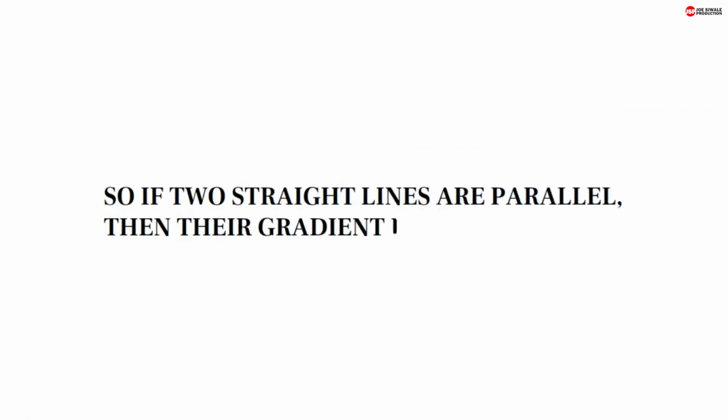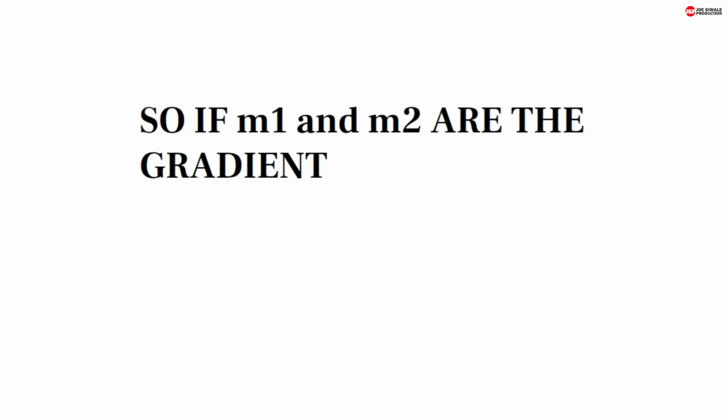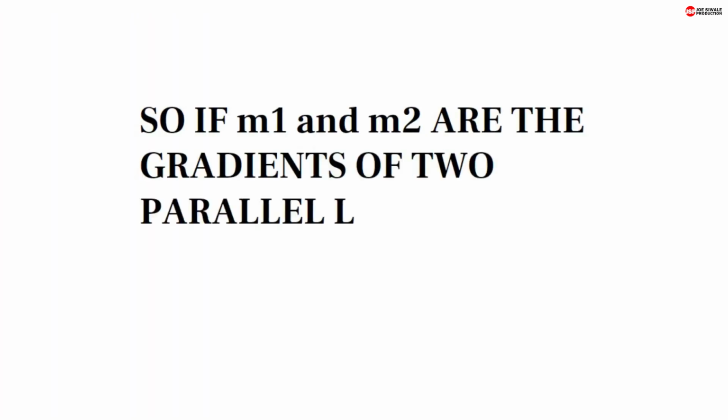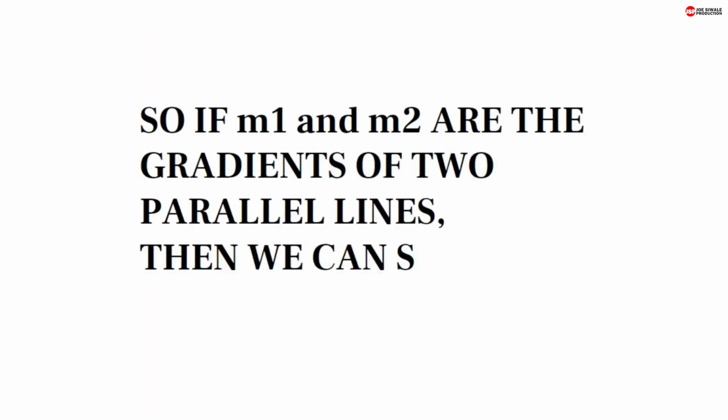Let us now look at parallel and perpendicular lines. So if two straight lines are parallel, then their gradient is the same. So if m1 and m2 are the gradients of two parallel lines, then we can say m1 is equal to m2.